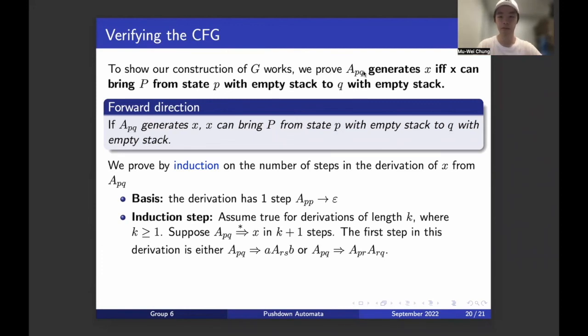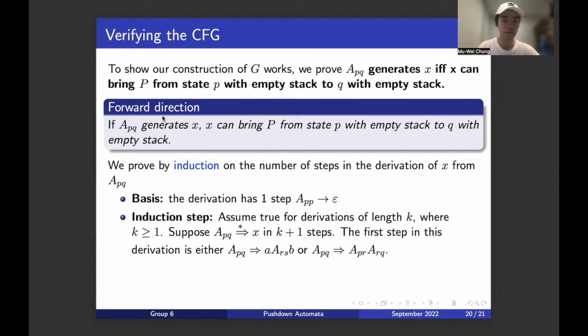To finish the proof, we have to verify the context-free grammar we generated. So we have to prove A_PQ generates X if and only if X can bring the pushdown automaton from state P with an empty stack to state Q with an empty stack. I'm just going to give a sketch of the proof, because there is an if and only if in this statement, so it has two directions.